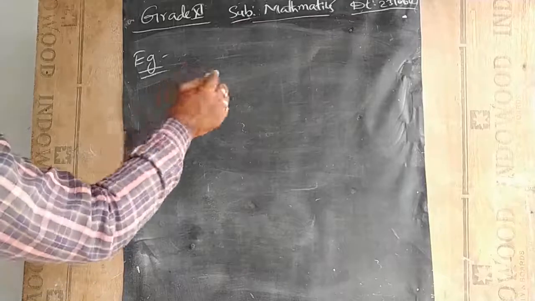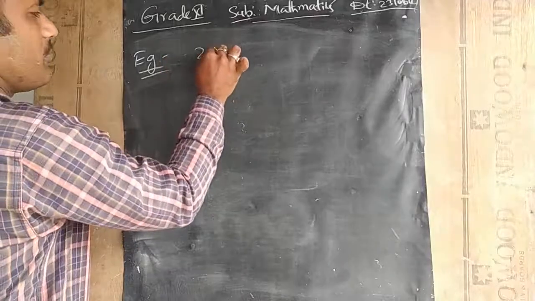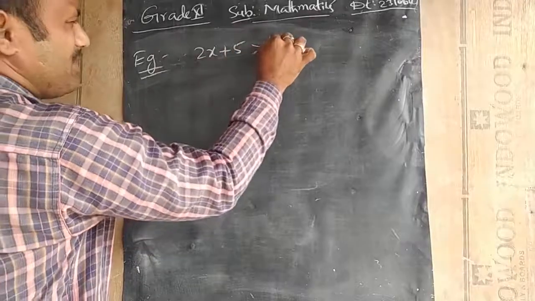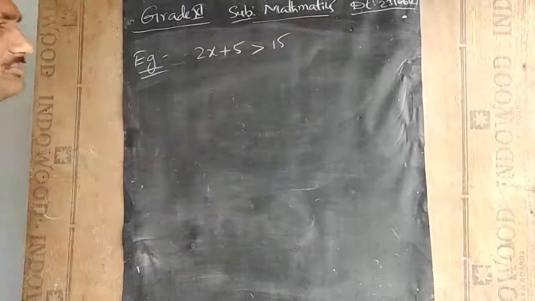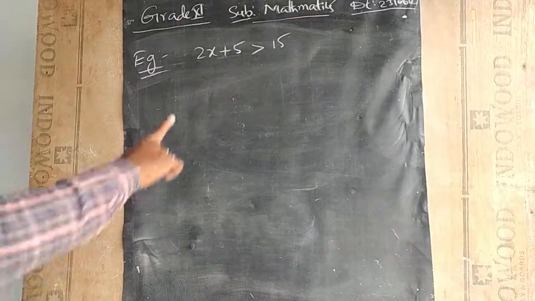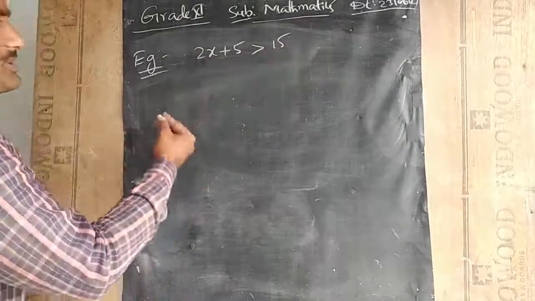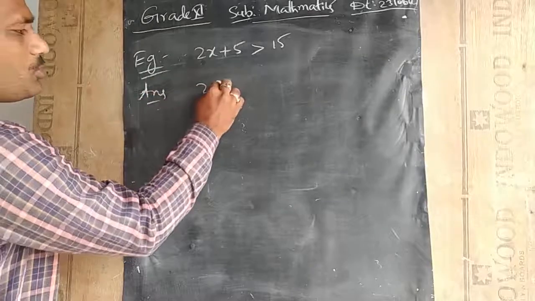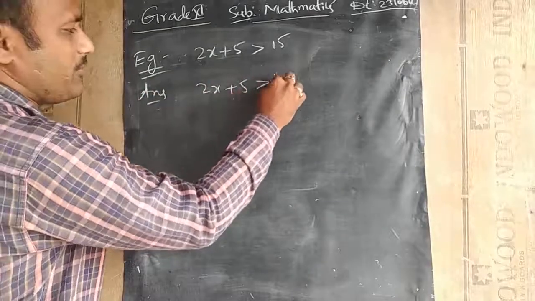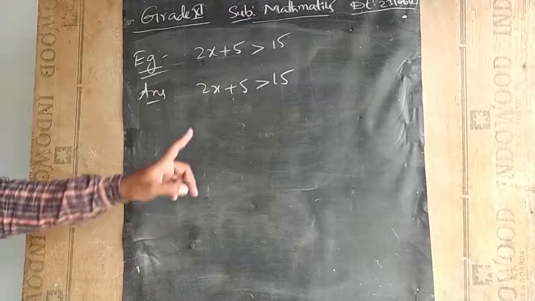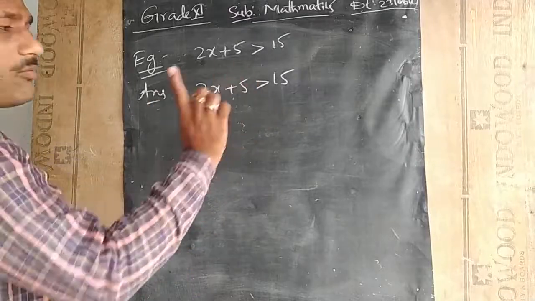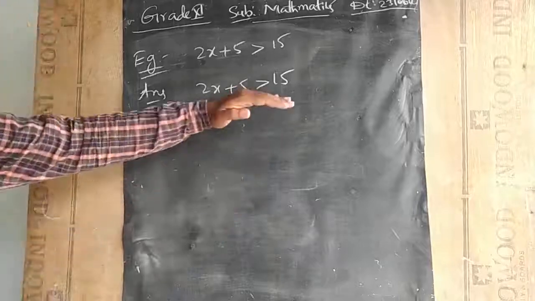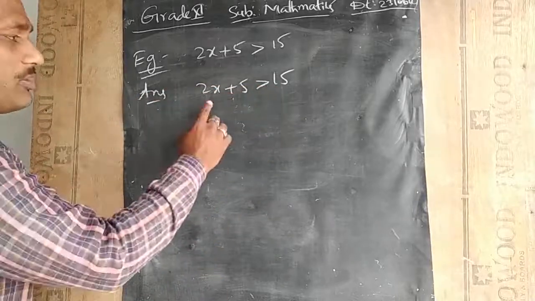Let us take an example to understand this. Say 2x + 5 is greater than 15. So how to solve this? Like a normal equation we can solve it, but we have to remember the inequality rules: if we multiply or divide by a negative number, the inequality will change.